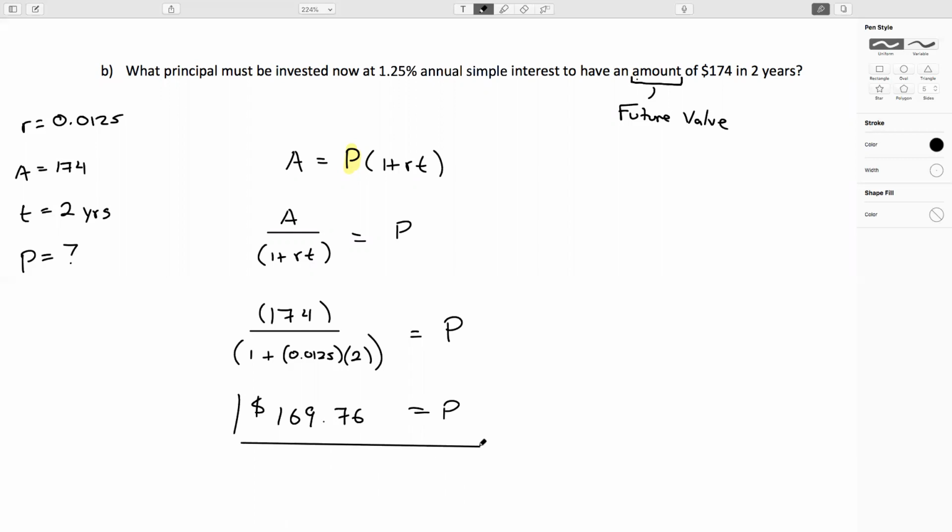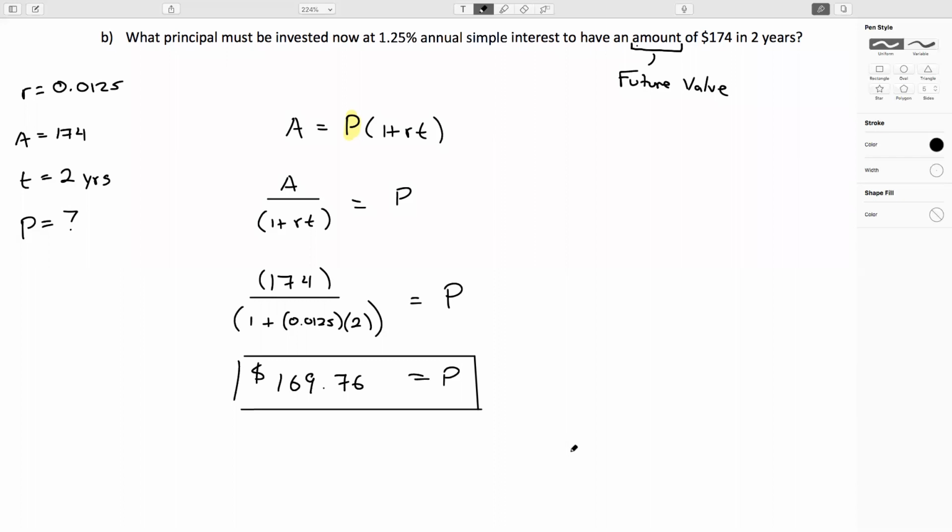And you might be thinking to yourself, well, how did we get $174 out of only $169.76? You've got to remember what's going on here. This is how much you invested. You only ended up with 174, so you really only made about $4.25. This 174 is not the interest earned, that's the total future value. Okay, so a couple little distinctions. You've got to be really careful how you set these questions up.